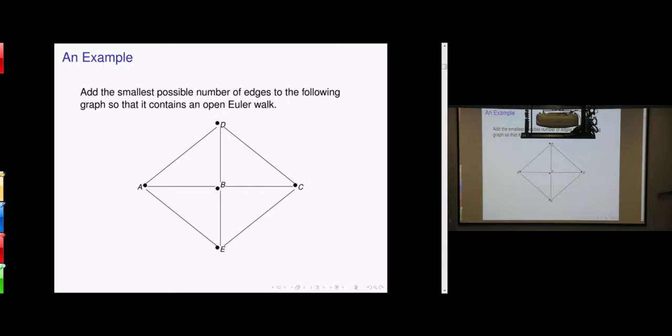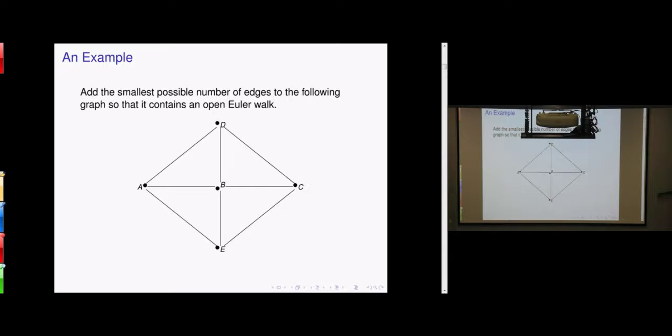So, but the job is not to find an Euler walk. It says add the smallest possible number of edges to the graph so that it contains an Euler walk. So this one doesn't have an Euler walk, but we may add some new edges to the graph, and then after we add the edges, the new graph has an Euler walk. So we want to know the smallest possible number of edges we add to the graph so that it has an Euler walk.